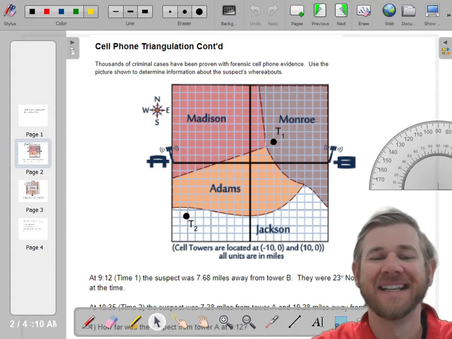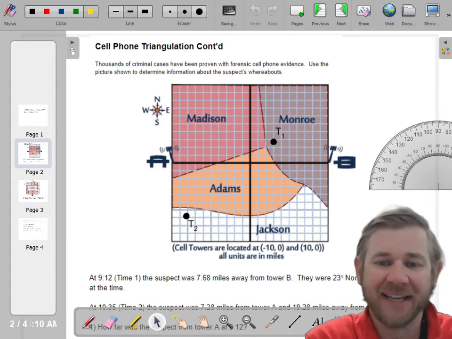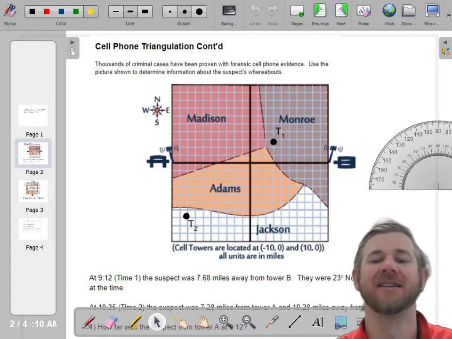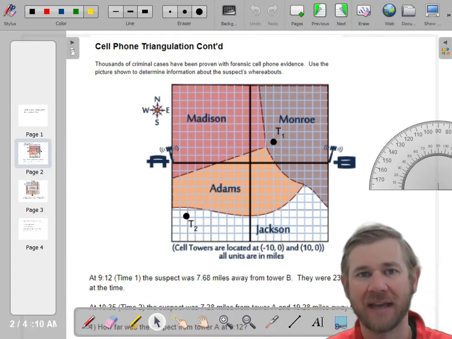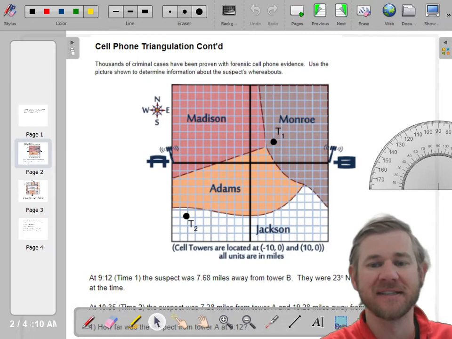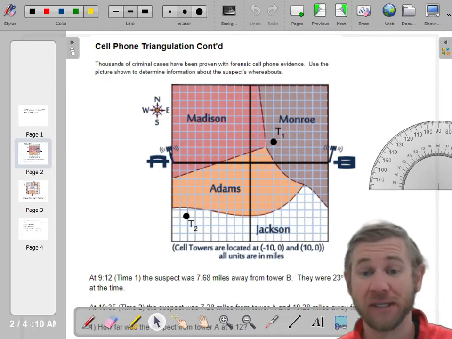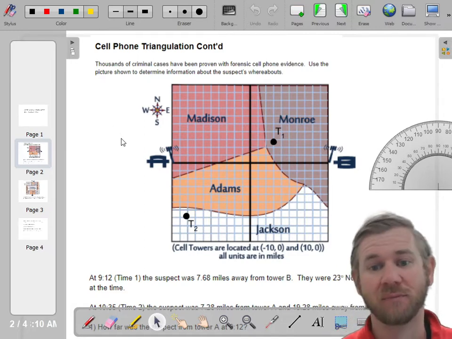Hello everyone, let's talk about cell phone triangulation. So we're doing all this law of sines and cosines stuff, and now what we're going to do is talk about some of the ways these things get used, and how you're really being tracked at all times by your cell phone, and this is part of the way they do it.